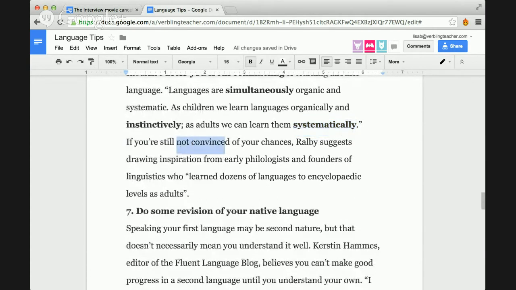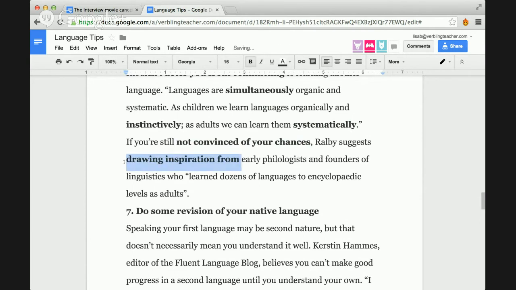If you're still not convinced of your chances, to be convinced of something means you believe it. So maybe you still are like, I don't know if I can really do this. My chances aren't good. If you think you don't have a chance, it means you don't have a possibility. It's not really going to happen. But you can draw inspiration, like this guy suggests. That's the expression. It means to get inspired by these people, by other things that have happened. So you can look to these other people who have done it before you, and therefore show you the way.